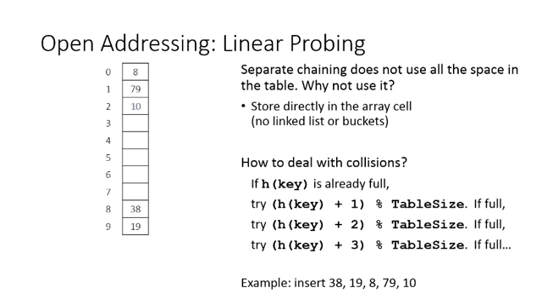When 10 comes, 10 mod 10 will be 0, so h of 10 is 0. In the 0th position we have a collision. So h of 10 plus the first collision is 1. The first position is also occupied. So h of 10 plus the second collision is 2. The second position is free, so 10 will be stored in the second position.